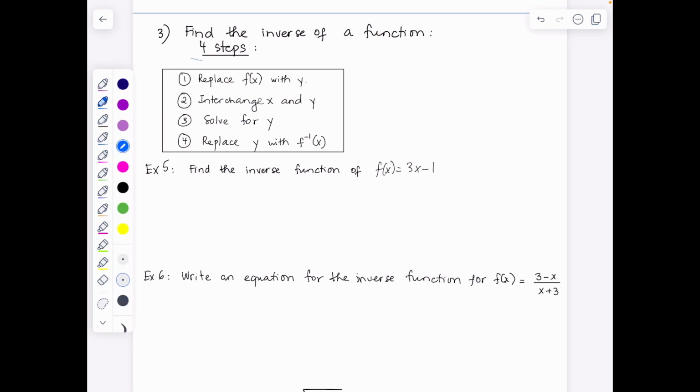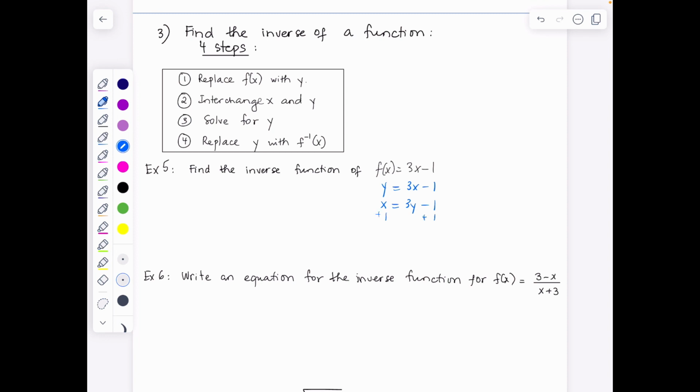So looking at the 4 steps, step 1 is replace f of x with y. So we're going to do y is equal to 3x minus 1. Then interchange x and y. So y will become x and x will become y. Now we solve for y. So to get y by itself, I need to move the negative 1 over to the other side.